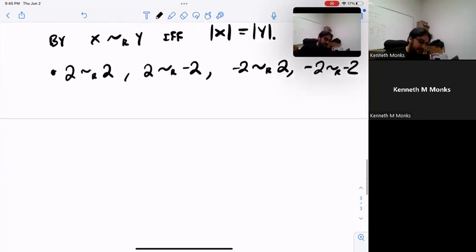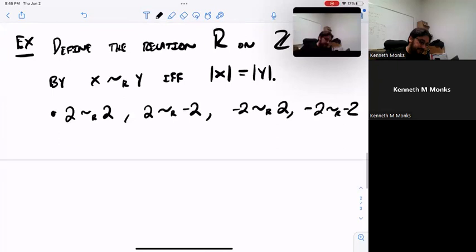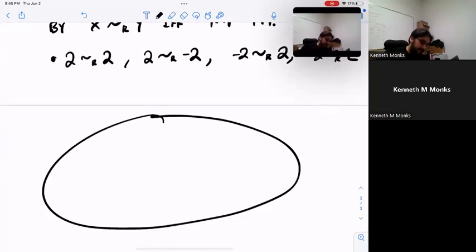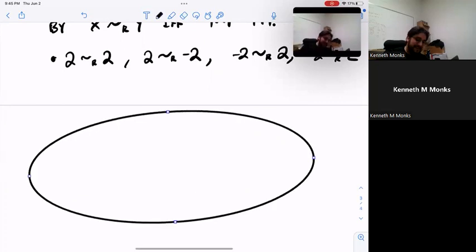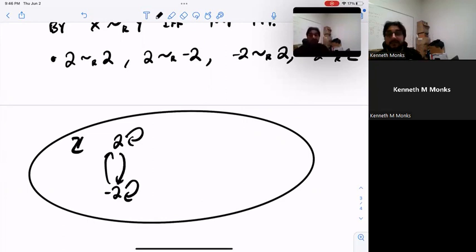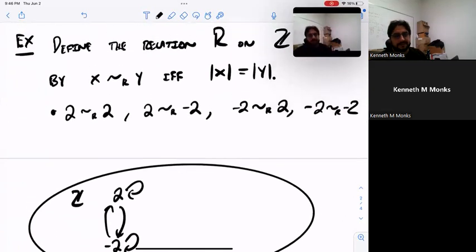So if you want, you could imagine drawing this. I was not expecting that. You can imagine drawing this, there we go, where we have this set Z. You can say, okay, 2 is related to itself, minus 2 is related to itself, 2 is related to minus 2, and minus 2 is related to 2. You can imagine drawing it like that. Those are some pairs of elements that are related under this relation, absolute value of x equals absolute value of y.